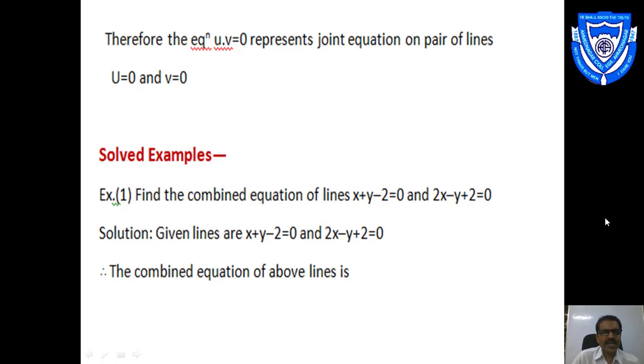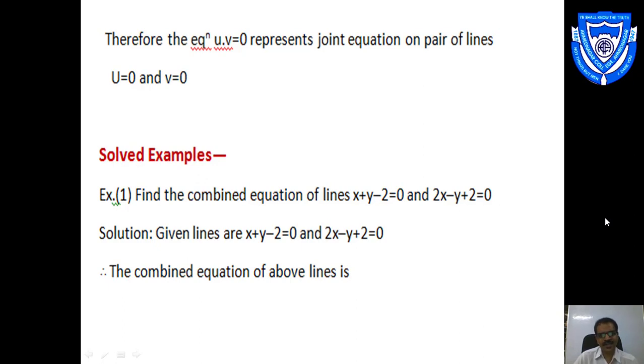Now let's have some solved examples depending on the theory part which we have studied up till now. First example: find the combined equation of lines x plus y minus 2 is equal to 0 and 2x minus y plus 2 is equal to 0. In the above theorem, we have already learned how to obtain the joint equation of the pair of lines. If you take the separate lines U is equal to 0, V is equal to 0, and take the product of those separate equations, we get the joint equation of the pair of lines, which is U into V is equal to 0.